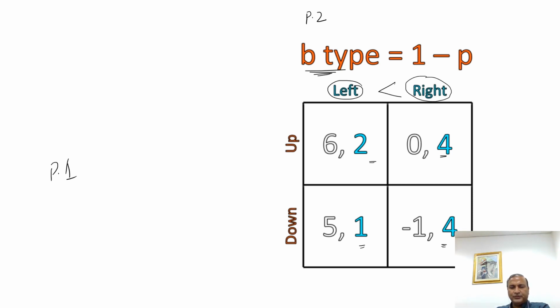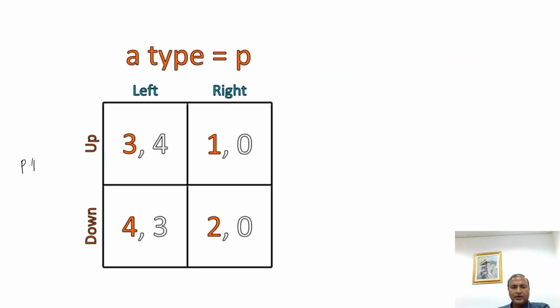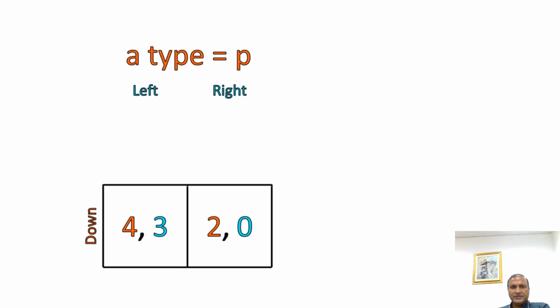Now let us move to the player 1 analysis. If he is of type A, then we can see that down is better than up, and also it is better here. So down is always better than up. So if player 1 is type A, he will always choose down. His best response is down for type A.